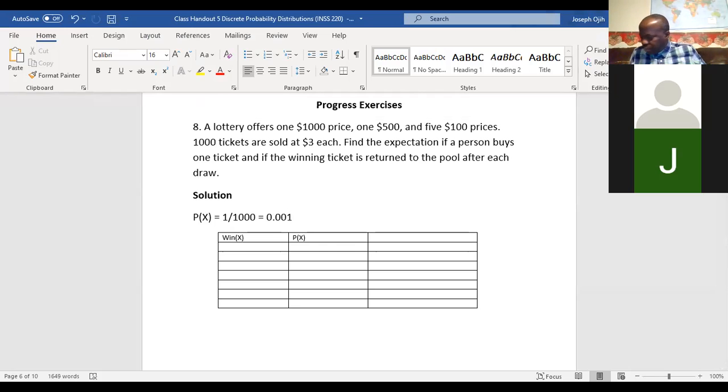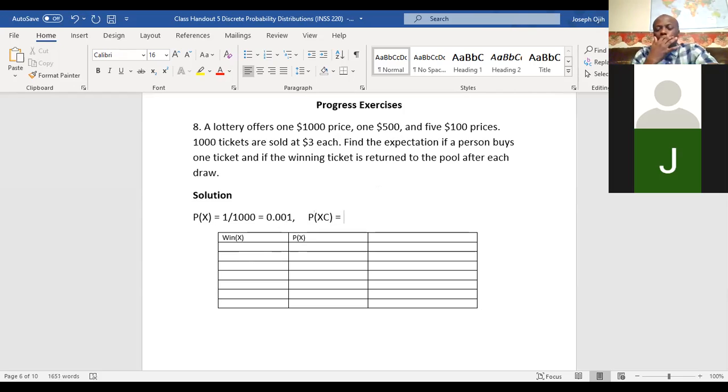0.001. Okay. Now, each of these prizes has it. The $1,000 prize has probability of 1 over 1,000. The $500 prize has probability of 1 over 1,000. So let's put all this in. But to lose, that means lose $3. Probability of lose is the probability of X complement. To lose, X complement, that's the lose.